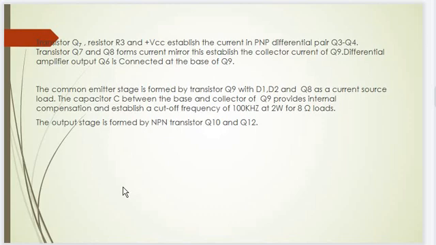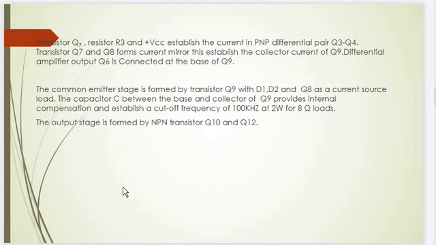This establishes the collector current of Q9. The differential amplifier output Q6 is connected to the base of Q9. The common emitter stage is formed by transistor Q9 with diodes D1 and D2 and Q8 as a current source load. The capacitor C between the base and collector of Q9 provides the internal compensation and establishes a cutoff frequency of 100 kHz at 2 watt for 8 ohm load.